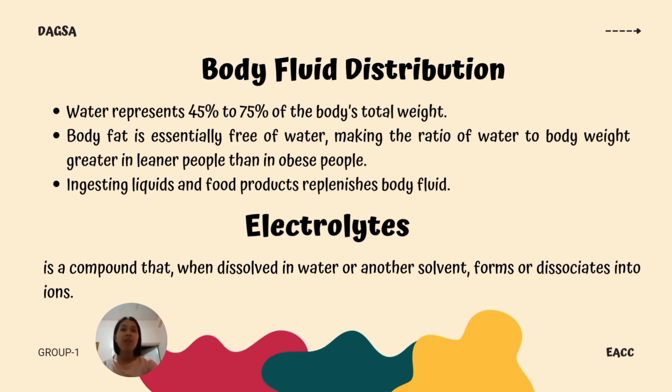We have the intracellular fluid or ICF. This is the fluid inside the cells and makes up approximately two-thirds of the body's total water content. Lastly is the extracellular fluid or ECF. This is the fluid outside the cells and makes up approximately one-third of the body's total water content. This is further divided into components.